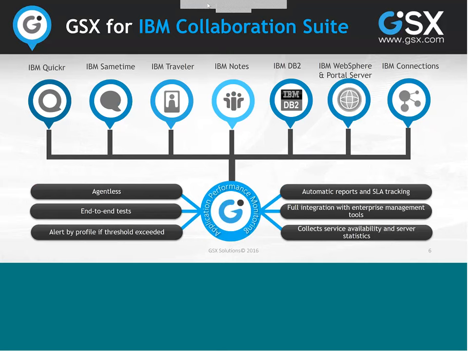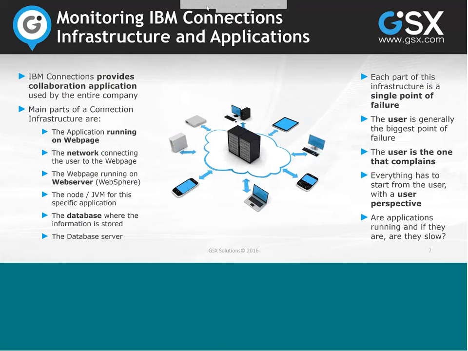So now that we have seen a bit the big picture of GSX Monitor, let's go into IBM Connections infrastructure and application monitoring. So IBM Connections, well, you know what it is. It provides applications to ease the collaboration between end users. So it is important to start the monitoring from where the users are. The question is: is it possible to connect to this application?